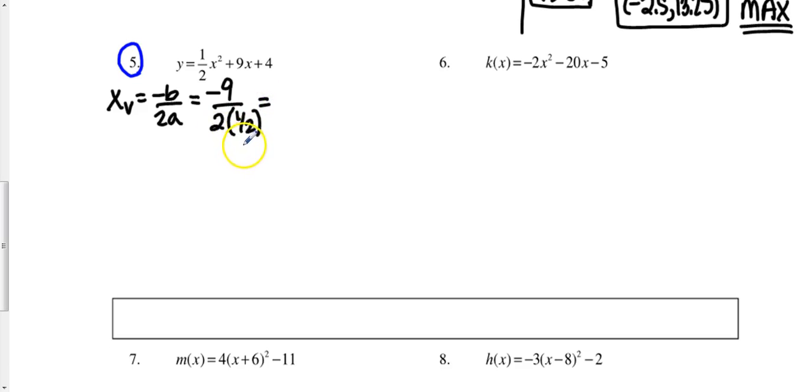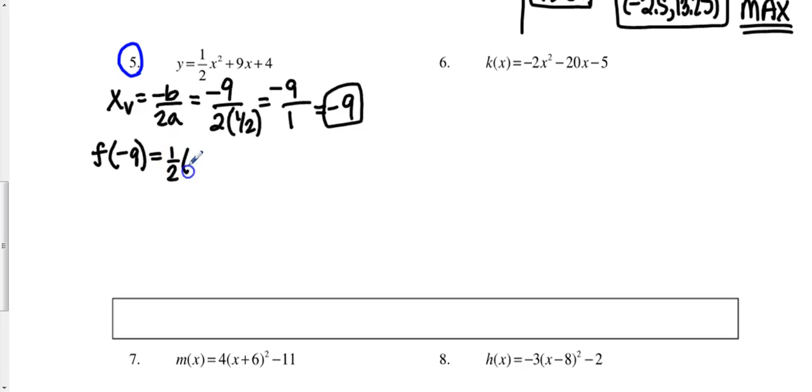And don't be intimidated by the fraction. No worries about it. We have negative 9 in the numerator. Let's think. What is 2 times 1/2? 2 times 1/2, or half of 2, is 1. So we get negative 9 as the result. Again, we're only halfway done because we need to now calculate the y value of the vertex by calculating f of negative 9.